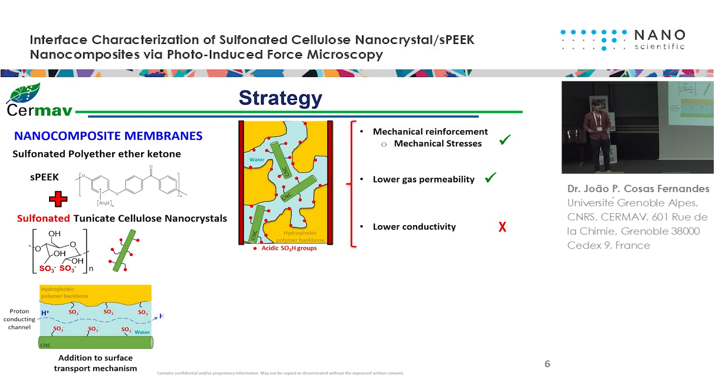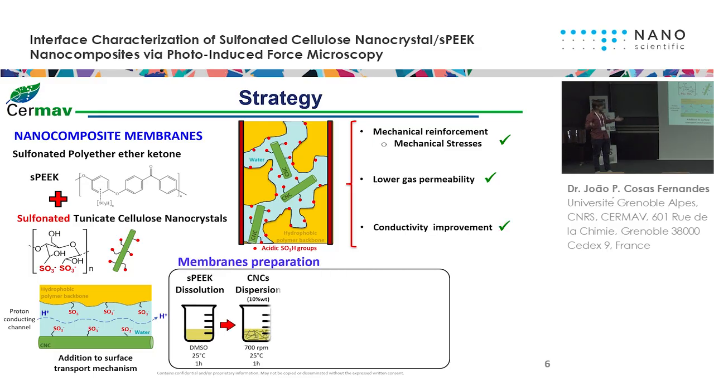One strategy to counter that would be to modify the tunicate cellulose nanocrystals, sulfonate them in a way that I could increase the charges all around my CNCs, and then maybe add some surface transport mechanisms on the surface of our CNCs, and then have a better conductivity. Okay, this is the idea.